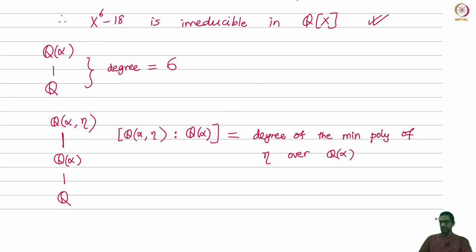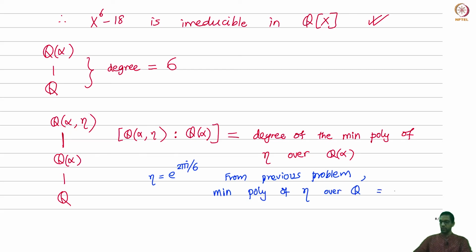So how does one find the minimal polynomial? Well, one tries to find at least one candidate polynomial. So what is the candidate polynomial here? Observe what eta was. Eta was just e to the 2 pi i by 6. And recall that from the previous problem, we already know what the minimal polynomial of eta over Q is, meaning with coefficients in Q. It was just the polynomial x square minus x plus 1.